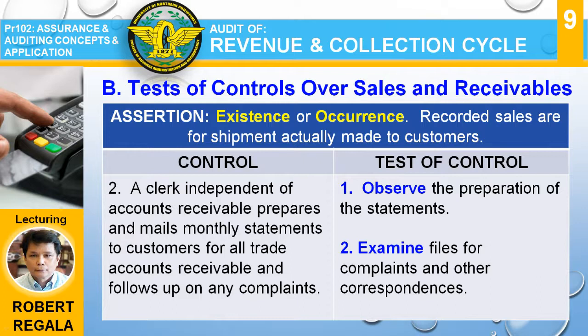Slide 9. The second control is described as a clerk independent of accounts receivable prepares and mails monthly statements to customers for all trade accounts receivable and follows up on any complaints. To test this control, the auditor observes the actual processes, whether the claim clerk, who is independent of the accounts receivable bookkeeper, prepares and mails the monthly statements and follows up any complaints. The auditor can also examine files on complaints and other correspondences received for selected dates.